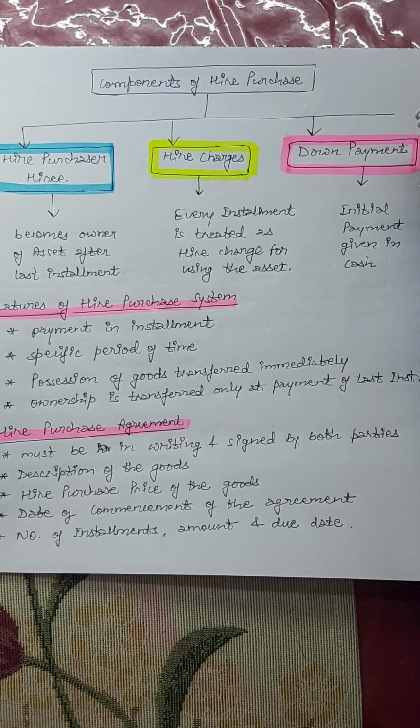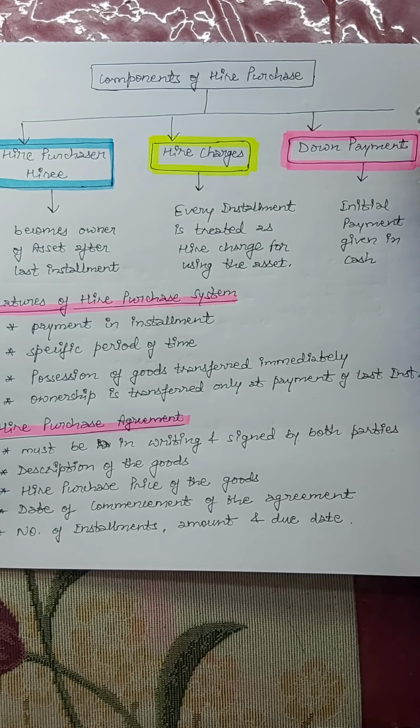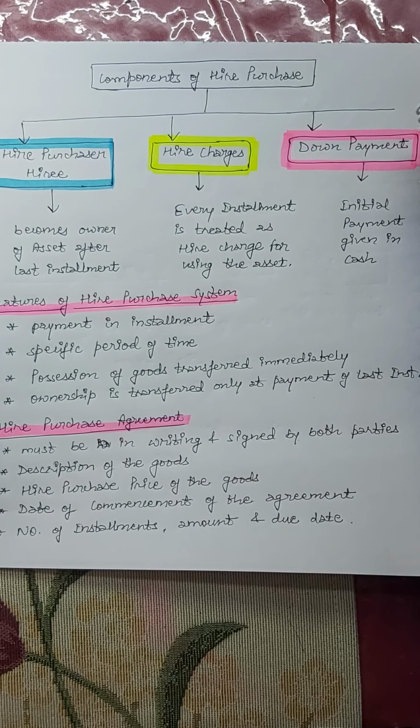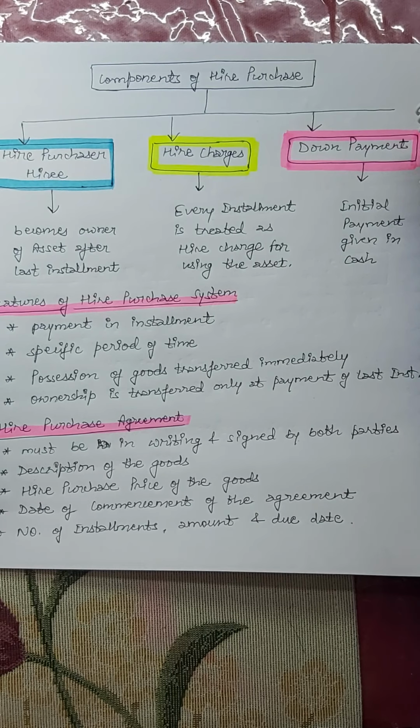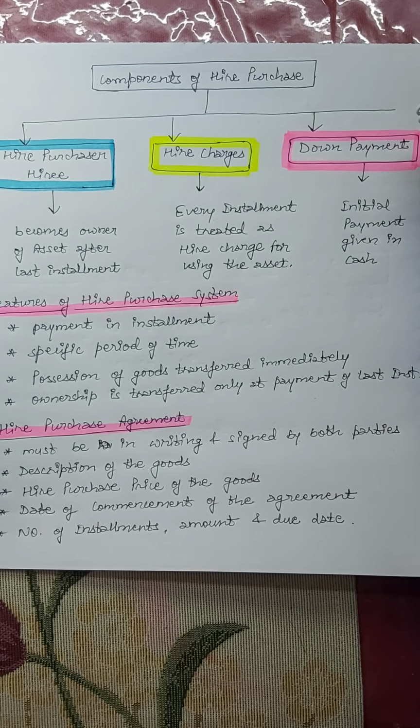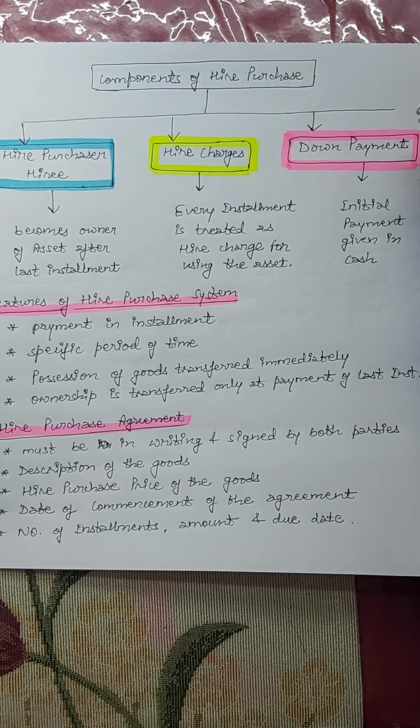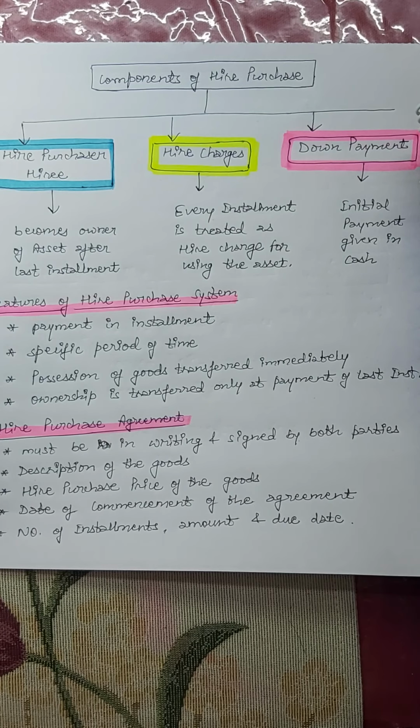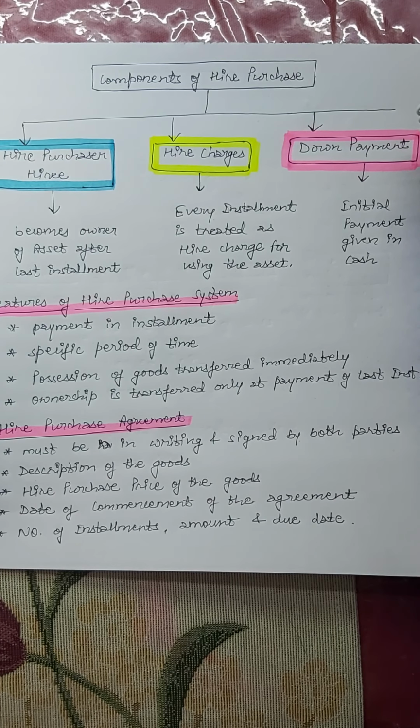So let us discuss the basic points to be mentioned in the hire purchase agreement. First, the hire purchase agreement must be in writing and signed by both the parties, that is hire purchaser and hire vendor. Both need to sign the hire purchase agreement. Next is description of goods. The model, any other number given on the machine, these small descriptions need to be mentioned in the hire purchase agreement.